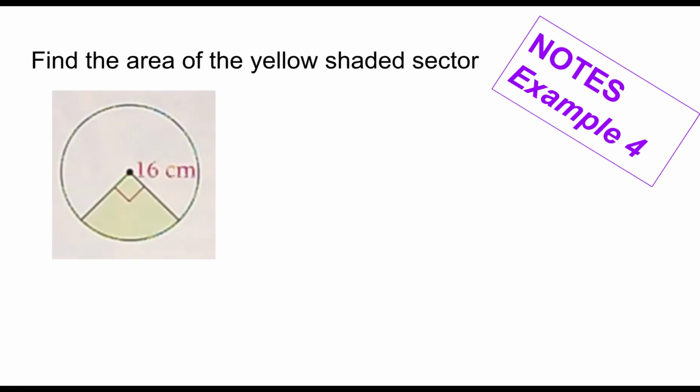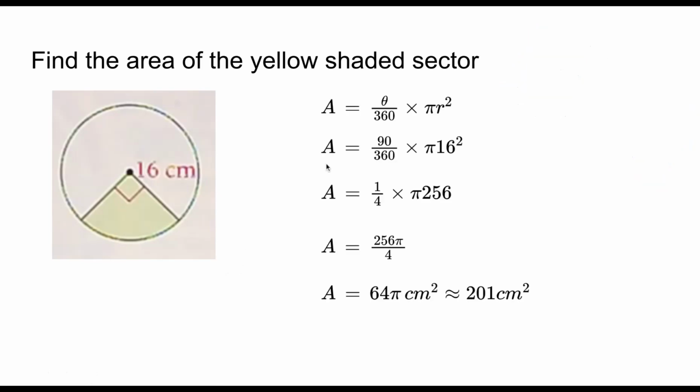Pause the video and copy this one down. This is one you could probably figure out. I bet you know what fraction of the circle 90 degrees is. Well, 90 degrees out of 360 is 1/4.